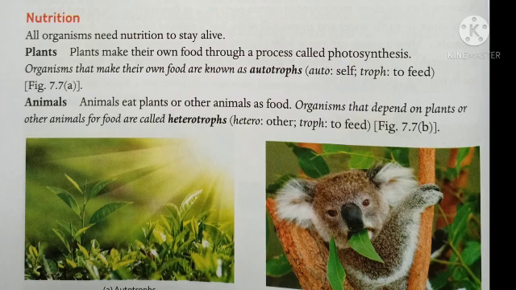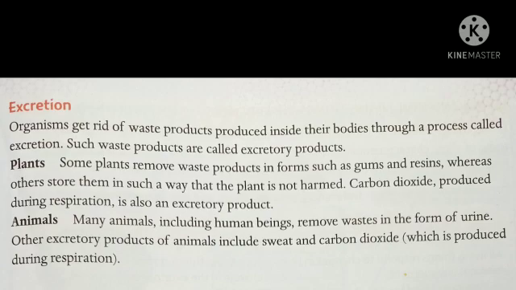They depend on the plants and other animals for the food. Students, living things remove waste from their body by the process of excretion. Most animals excrete solid waste in the form of feces, liquid waste in the form of urine, and gaseous waste in the form of carbon dioxide. While gum, resin, and latex are the waste given out by plants. Also, carbon dioxide produced during respiration is also an excretory product of plants.